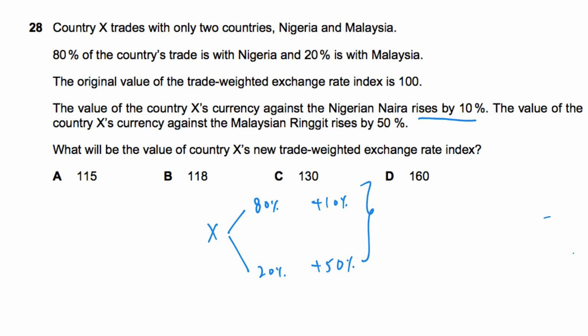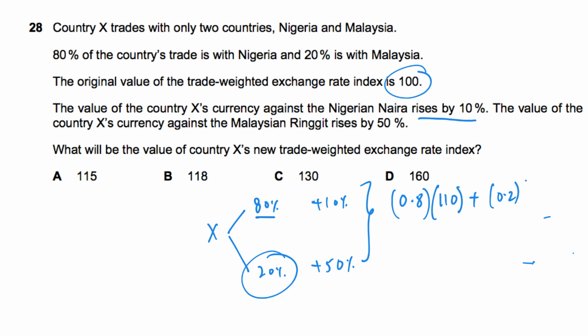The way we do this is that we treat 80% as 0.8, and I'm going to say 0.8 times 10% increase. So if the value of the index in the base set is 100, the value will now be 110, plus 20% would be this. So I'm going to say 0.2 times the percentage change in index form, which is going to be 50% plus 100, or 150. So this comes out to be 88 in index form, plus this comes out to be 30 in index form, and that would turn out to be 118. So the value of the index is going to be 118.